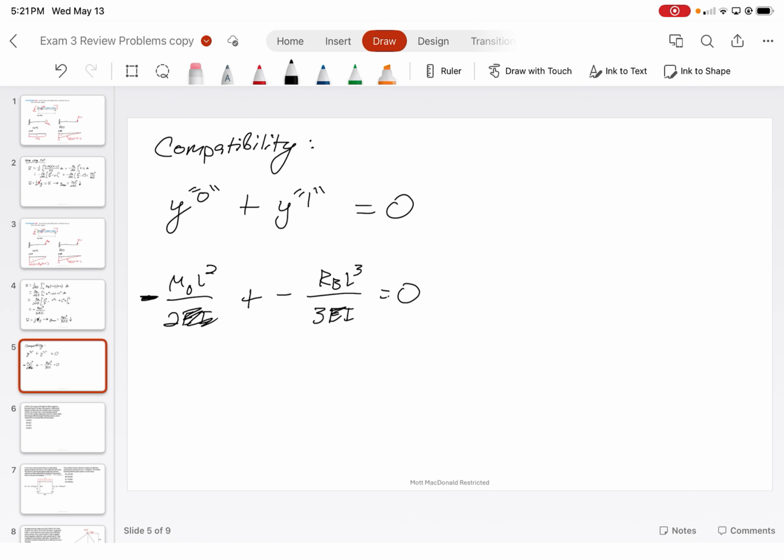The EI's will cancel. The L cubed gets reduced because of the L squared. And what we end up with is RB is equal to negative 3 over 2 M naught times L. Nope, M naught divided by L. You can't have M naught times L.